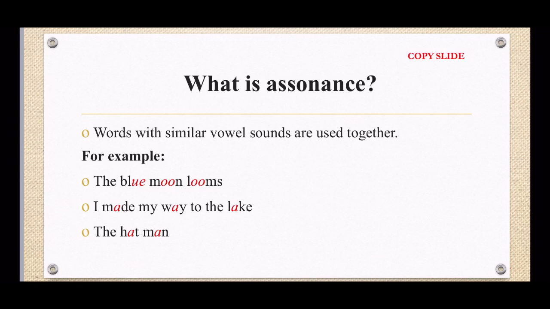When you hear the sentence and you say it out loud, you can hear the vowel sounds and how similar they are and how they are used together. So again, the blue moon looms, right? You can hear all those sounds, they're very similar and they're used together. And also you need to copy the slide as well.